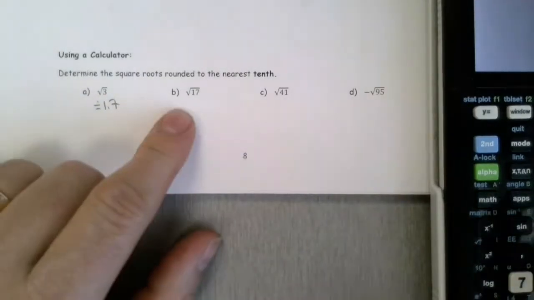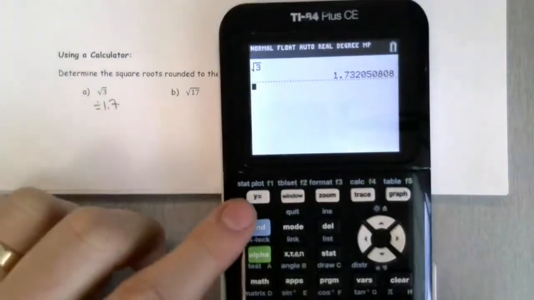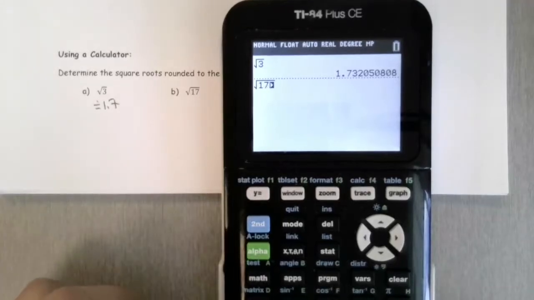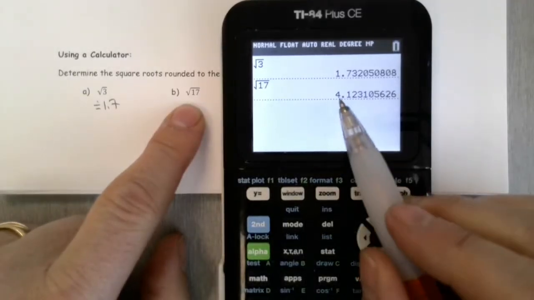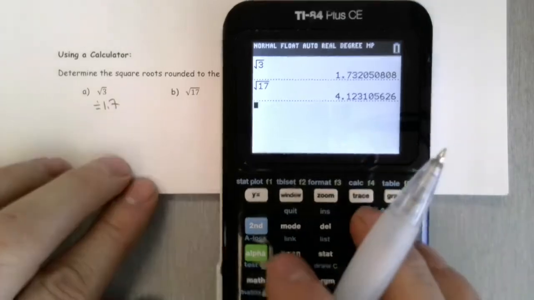And then I just repeat the process here. Okay, so square root 17, press enter, and to the nearest tenth, that's going to round to 4.1.